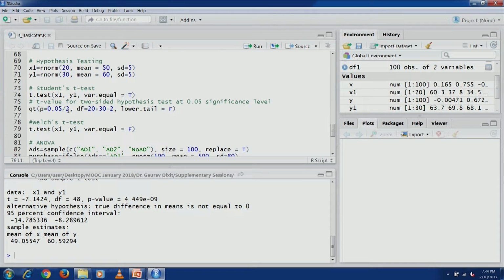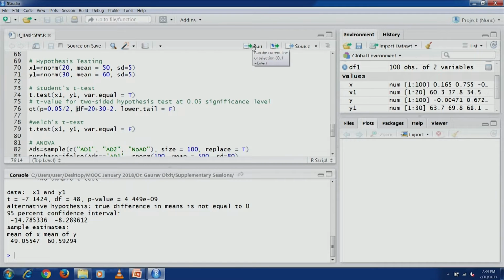This is going to be divided by 2, because the normal distribution being symmetric, there are going to be 2 regions and this value has to be divided equally for each region. You would also give the degrees of freedom as 48, that is 20 plus 30 minus 2, and the lower tail is false. Then we can find out the t value for 0.05 significance level.